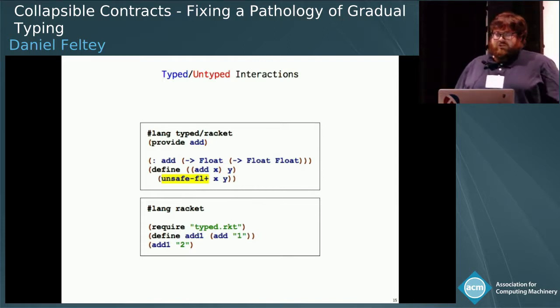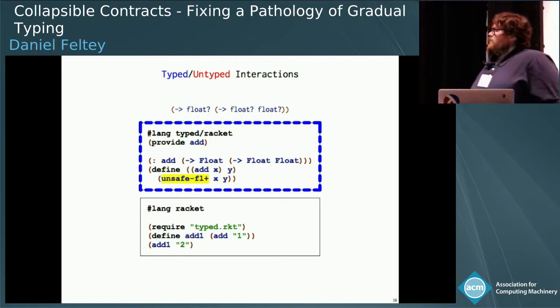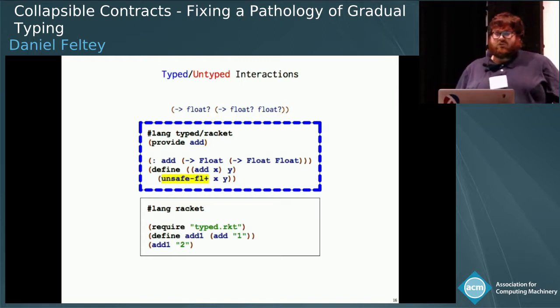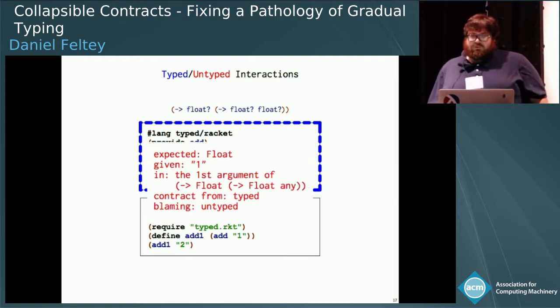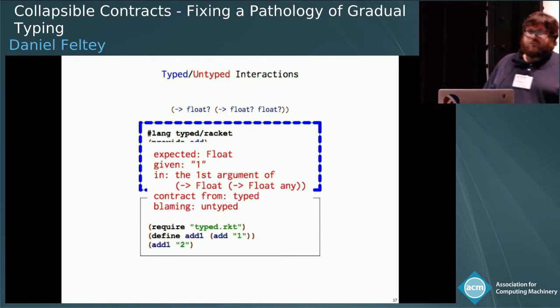One way to do this is to protect our function with a contract or a cast or some form of runtime proxy that's going to ensure that only floating point numbers can be passed to add. So in Typed Racket, we'll stick a contract here that says, I expect a float, and I'll give you back a function from float to float. Now if we run this program, before the function's even called, we'll get an error message that says, I expected a float, but you gave me a string. And this is the fault of the untyped program.